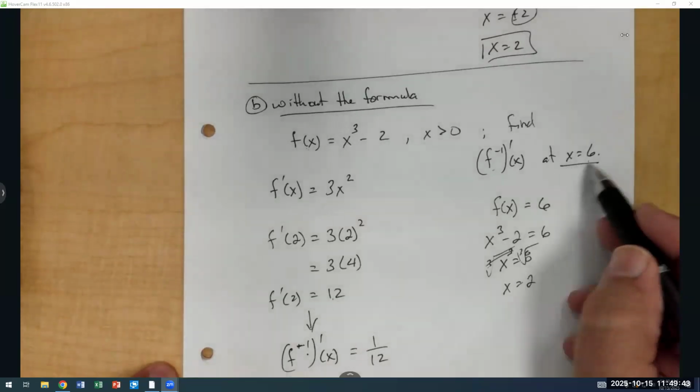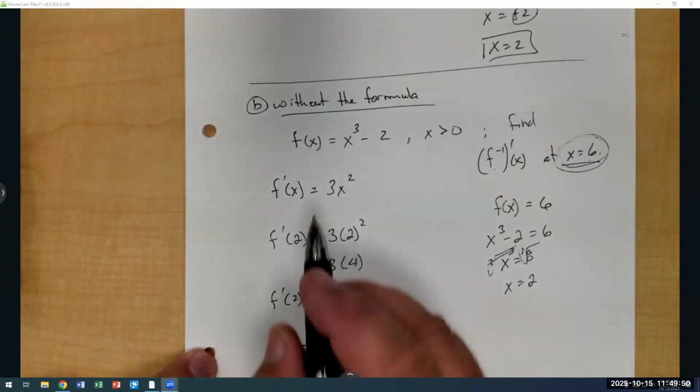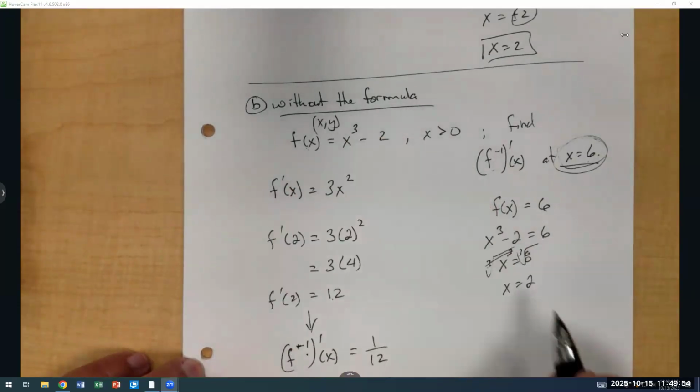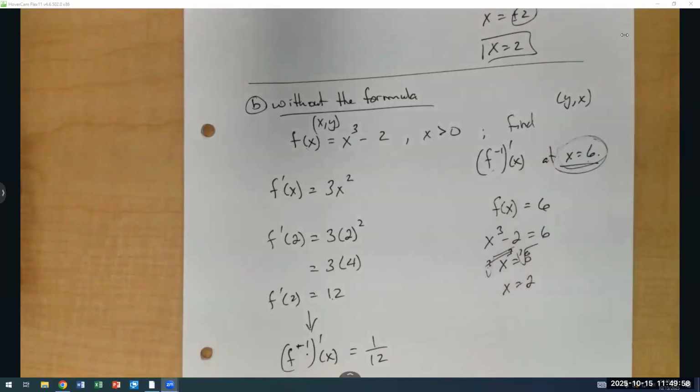But this is the only part that's tricky right here. Because the x and y point here is actually the y x point here. Remember, first step of inverses, you have to switch x and y. That's the part that'll make you really mess up.